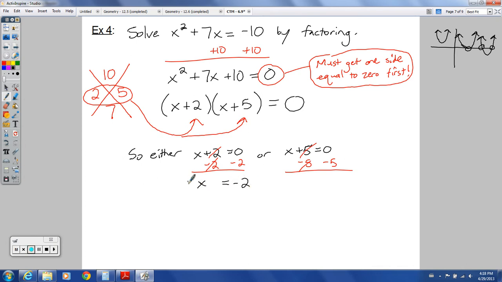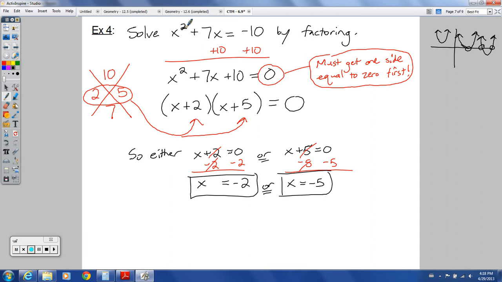So this is one possibility. X is equal to negative 2, or you've got x is equal to negative 5. Those are your two possibilities here. You plug either one of those back in up here, you're going to get a true equation. So let's do that mentally real quick.